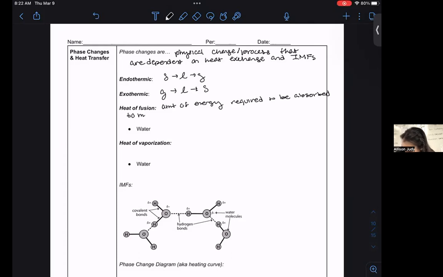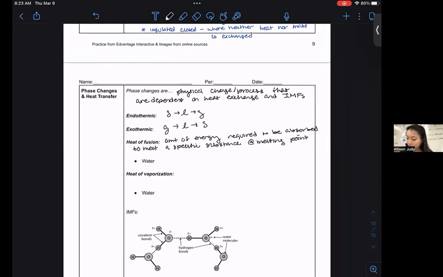To melt a specific substance at its melting point temperature. So it's how much heat has to be absorbed to begin the melting process, to get a substance to begin melting at its temperature. Remember, temperature is not heat.